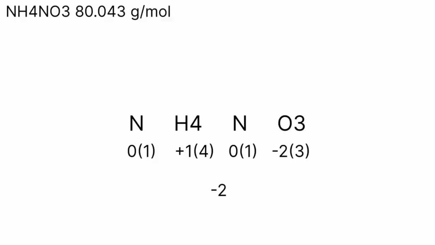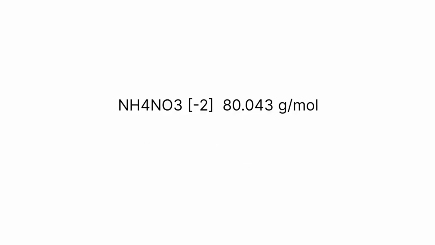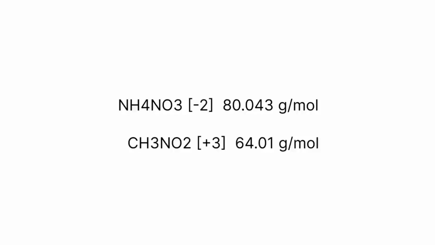The next thing that we need to do is figure out the pyrovalence of each of them. So we're going to add up nitrogen, hydrogen, nitrogen, oxygen for the ammonium nitrate, and carbon, hydrogen, nitrogen, and oxygen numbers for the nitromethane, and that's going to give us a total for each of them. We're going to get -2 for ammonium nitrate, that is an oxidizer, and we're going to get +3 on the pyrovalence for nitromethane because it is a fuel. -2 and +3. That is what we're going to input into our balanced equation.